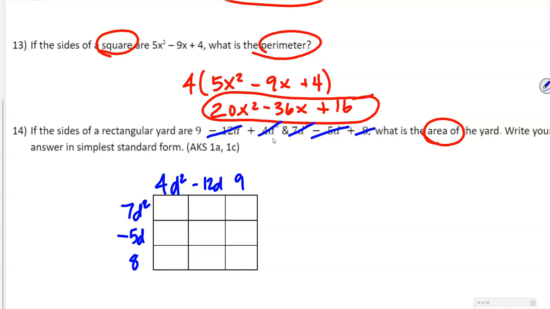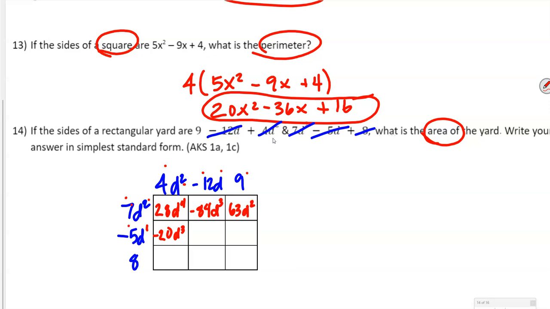Okay? So now, again, we're doing the same thing we just did a minute ago. 4 times 7, 28. What is 2 plus 2? 4. So that's going to be d to the 4th, right? Okay, negative 12 times 7 is going to be negative 84, because negative times a positive is a negative, right? 1 plus 2 is d to the 3rd. 9 times 7 is 63, and that's going to be d to the 2nd, right? 4 times negative 5 is going to be negative 20, right? And then we got our 2 plus our 1. Remember, there's a 1 there, so that's going to be d to the 3rd.